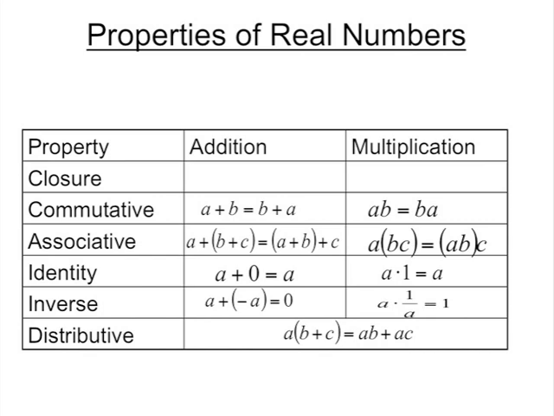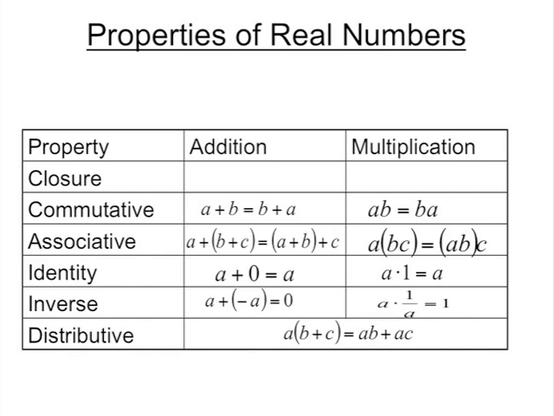What word kind of sounds like associative? Associate. So who do you associate with? Or a lot of lawyers' offices are like so-and-so, so-and-so, so-and-so, and associates, right? So it's a group of people. Associate is like a group of people. And so what we're doing here is changing the grouping. So we're moving those parentheses around and adjusting the groups, but getting the same result.